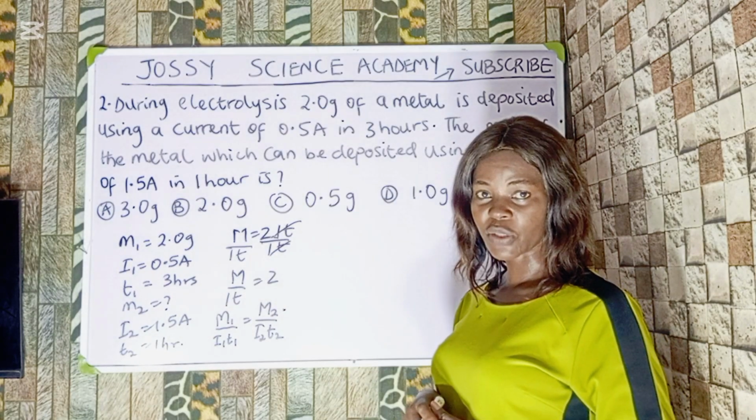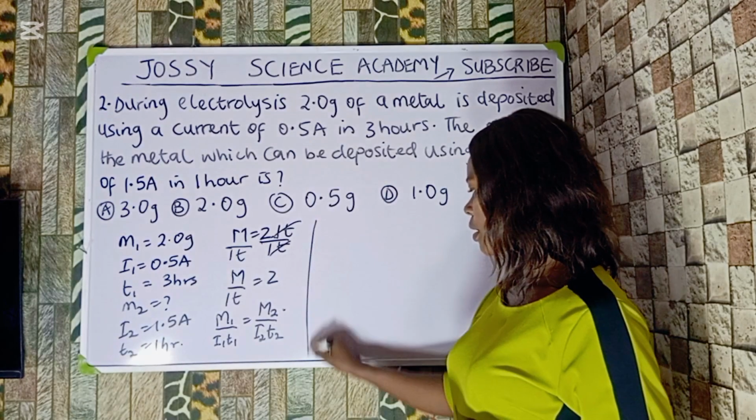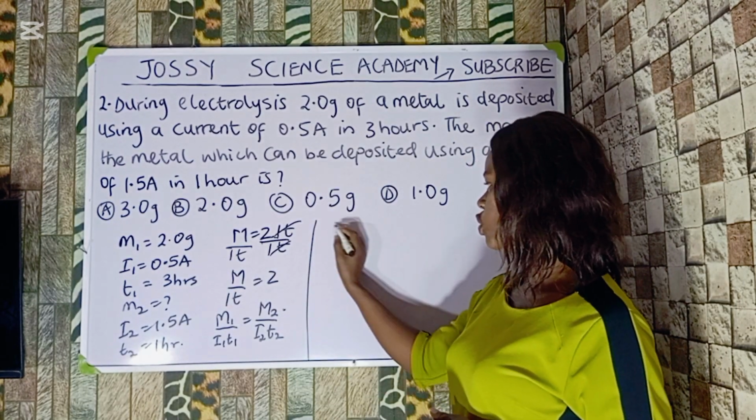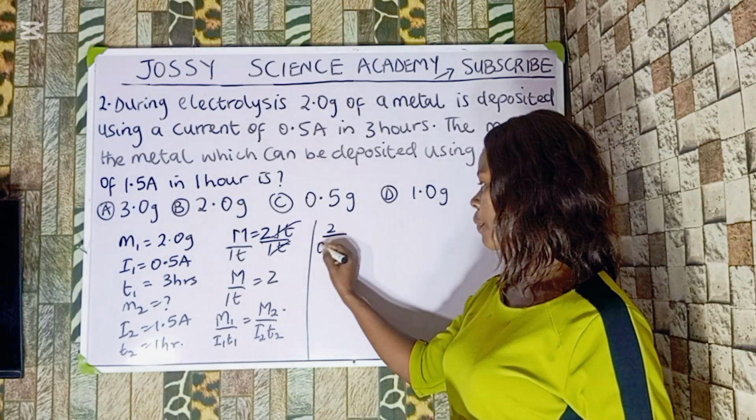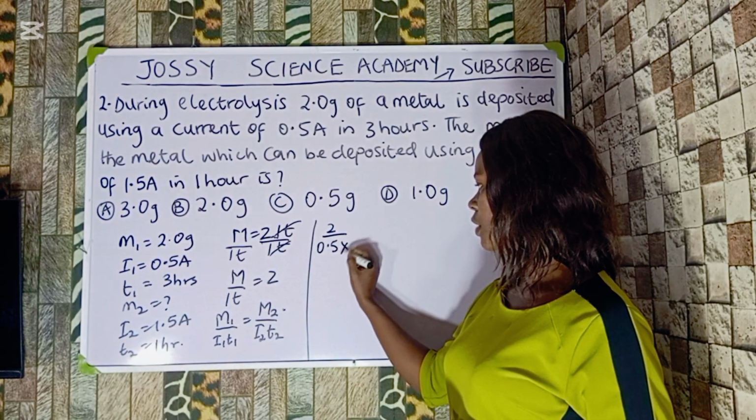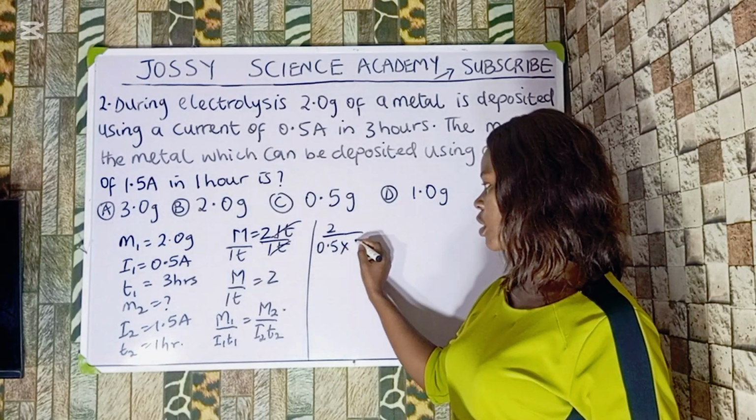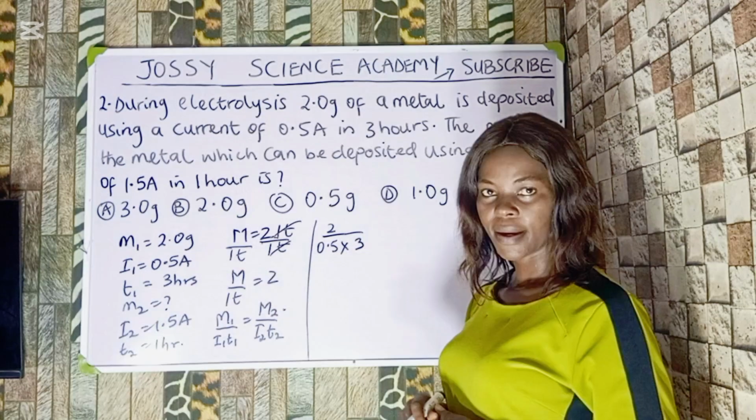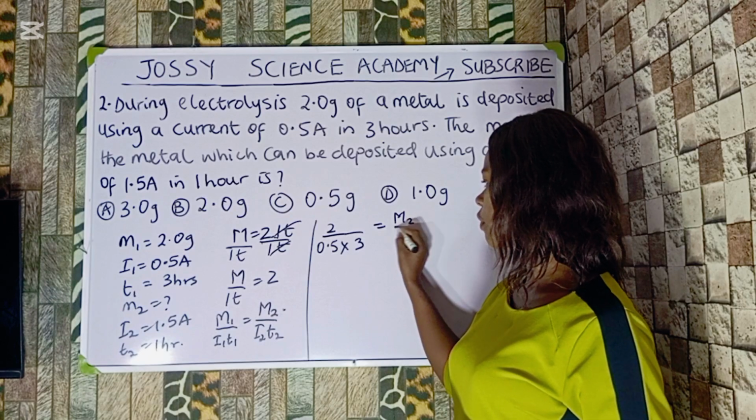So making it the subject, or substituting into what we have, certainly. Now we are going to have M1 is 2, divided by I1 is 0.5, multiplied by my time, which is T1, is 3. Hope that is clear. Then this is equal to M2, which is what I'm looking for.